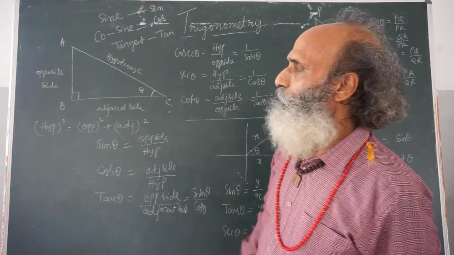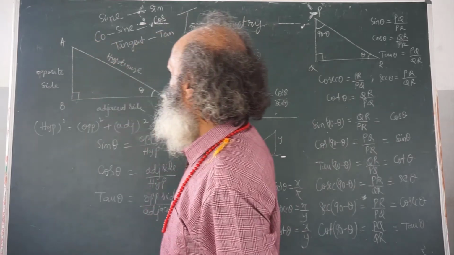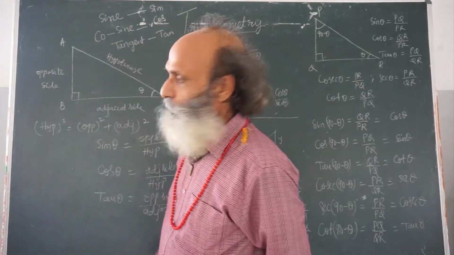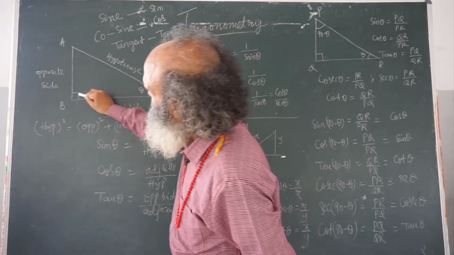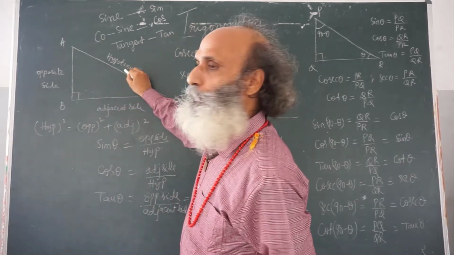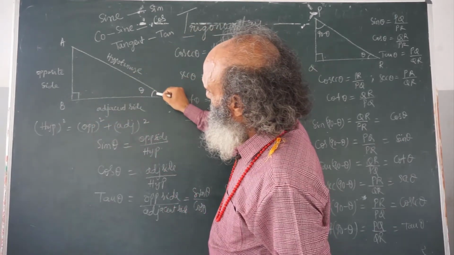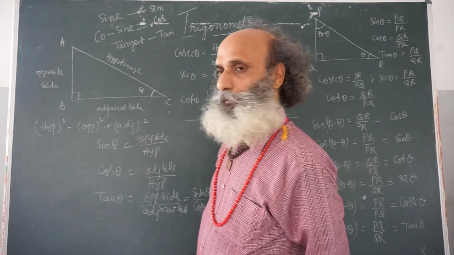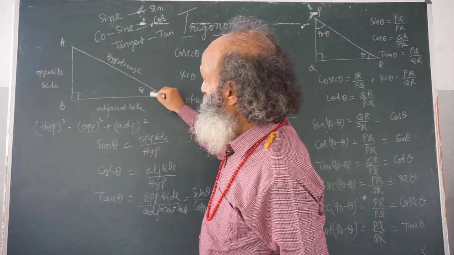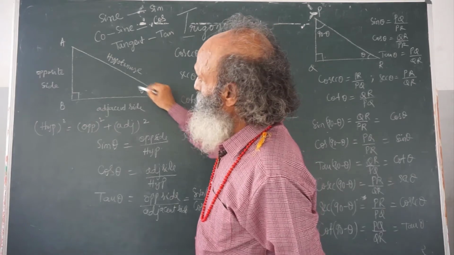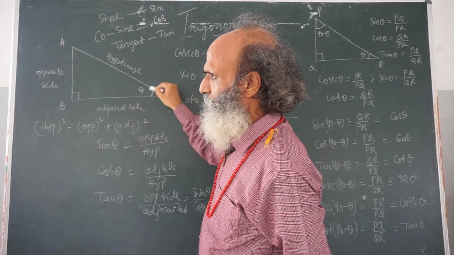Now let us look at the basic definitions. Let ABC be a right angle triangle. In this, B is the right angle. Therefore, the side opposite to the right angle is the hypotenuse. And we have taken some angle, this angle theta. You can take here or here. At present, we have taken this as theta.